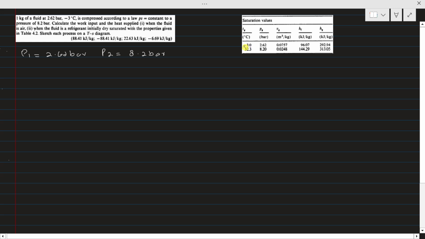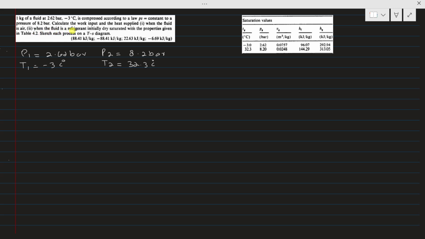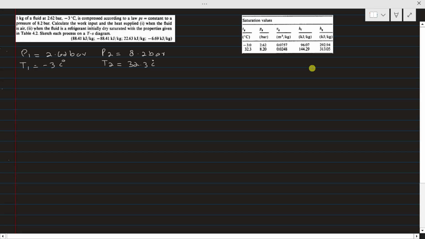Temperature T1 is minus 3 centigrade, and temperature T2 is 32.3 centigrade. So compression takes place, but this time the working fluid is a refrigerant that is initially dry saturated, with properties given in table 4.2. The table is shown on the screen, so you can clearly understand where I am picking the values from these saturation values. First let me draw its TS diagram.